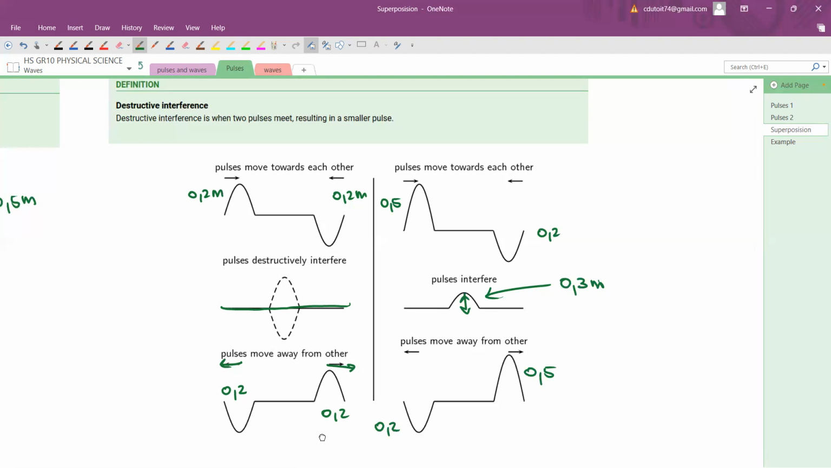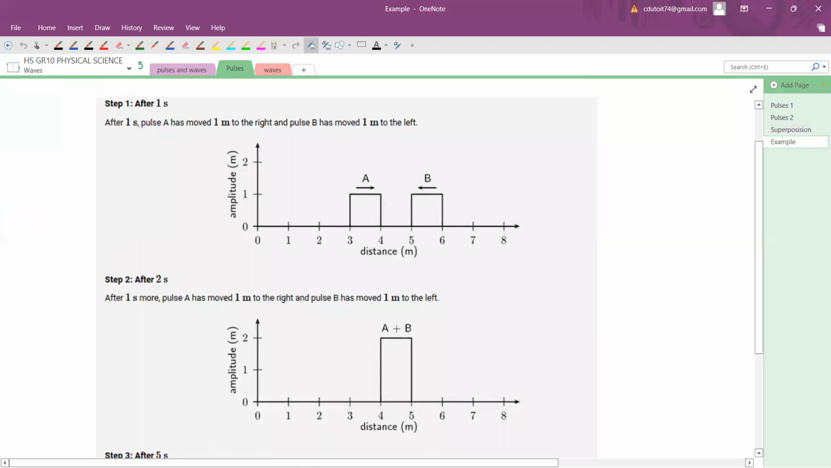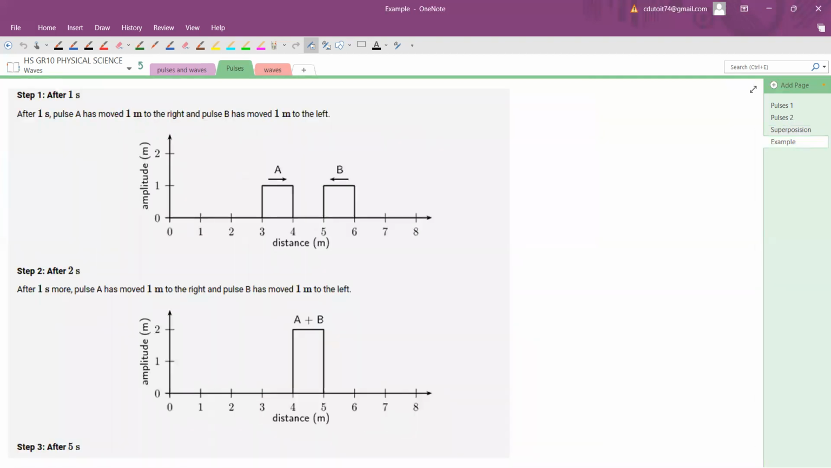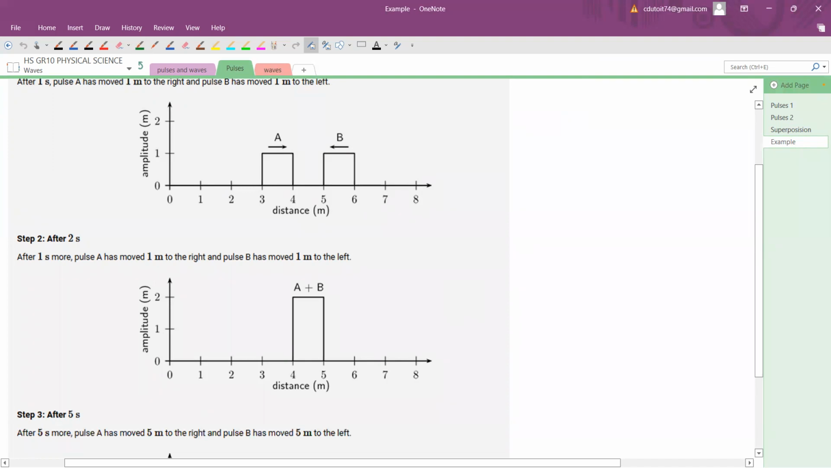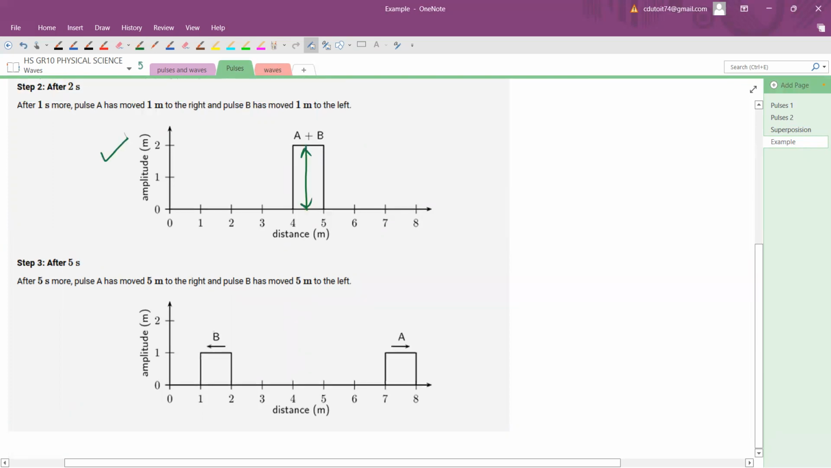There's an example. There's a pulse A, and the height is 1 meter. So the amplitude of A is 1 meter, and the amplitude of B is 1 meter, and they are going to crash or interfere. When they interfere, it's called constructive interference. They build one another up, and the combined pulse is 2 meters. Do you agree? The amplitude of that is 2 meters. And then afterwards, they move away from one another.